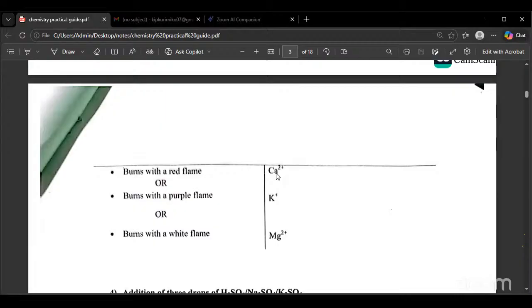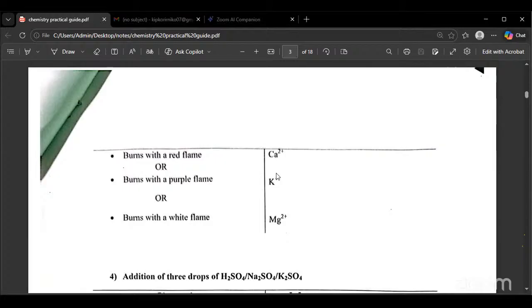Red flame, calcium ions. I will also take a picture for you. There's this flame test chart I have in my school. Okay, I think I'll also take that one. Another one burns with a purple flame. Sometimes people will say lilac. It is okay, it is a lilac flame. Lilac is normally close to purple, so it is normally potassium.